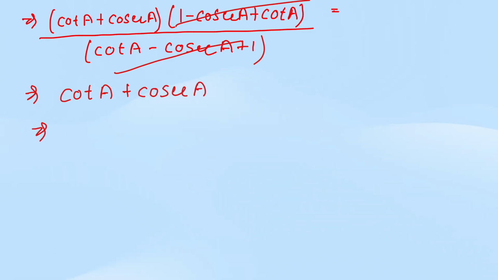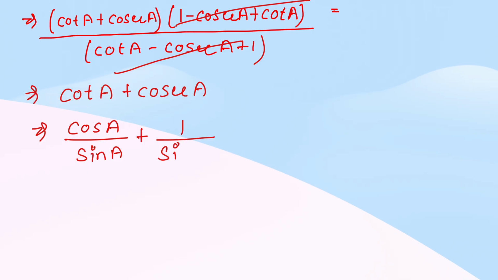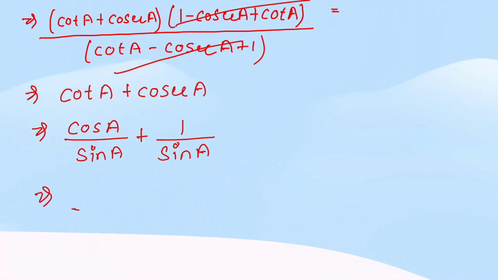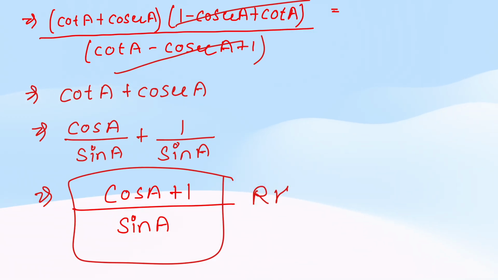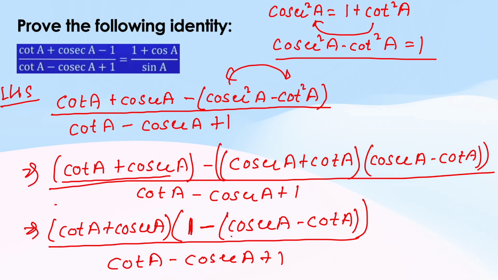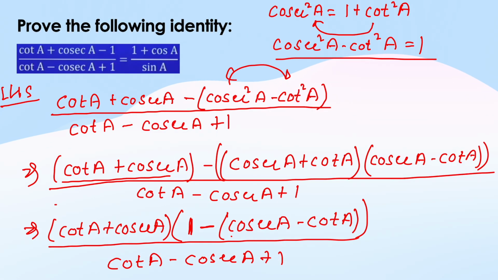Cot A can be written as cos A by sin A, and cosec is the opposite of sine, so 1 by sin A. Taking sine as the LCM, we will have 1 plus cos A by sin A, and that is your RHS. Clear? That we have proved. So in these types of questions, when you see cot A, cosec A minus 1 or plus 1 and the same thing in the denominator, or in terms of tan or sec, you just have to change this one.